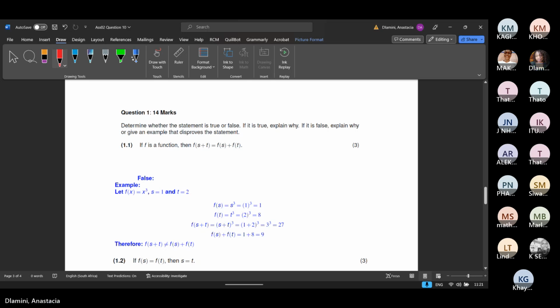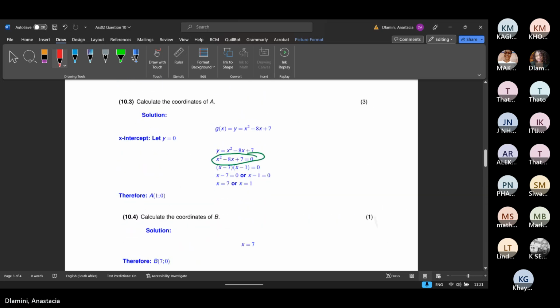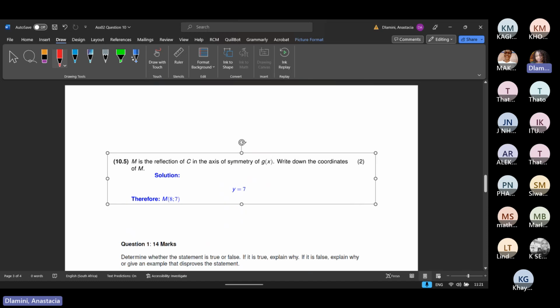Guys, do you remember parabola? You remember the m function, the y value you got was 7. And you substitute the y value there, you got 7. But the x values of c and m were not the same.